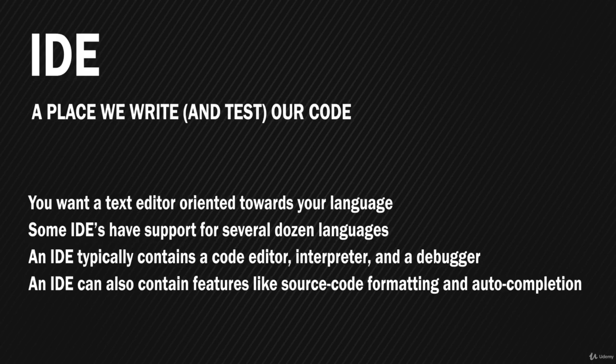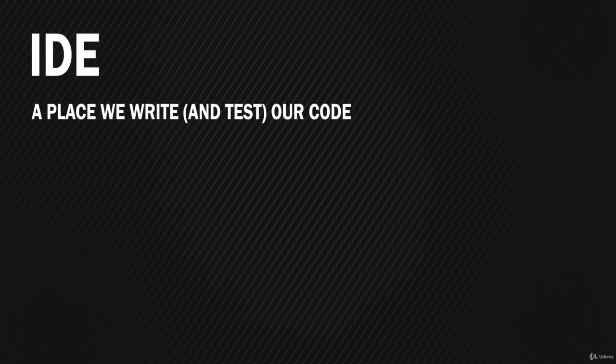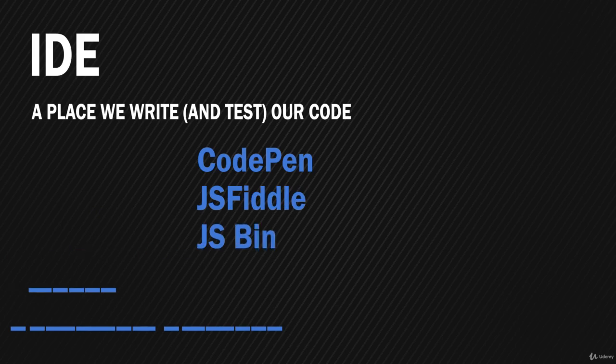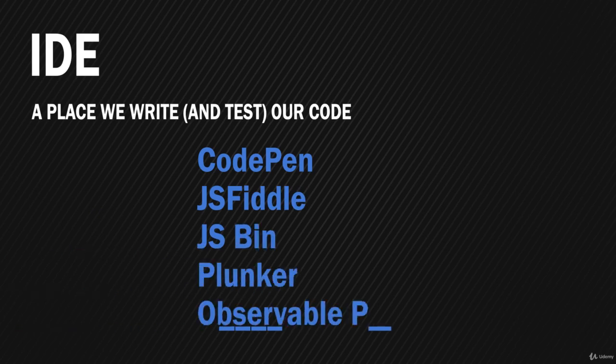The online ones, okay, you need an internet connection. The online ones that I find really cool are CodePen, JS Fiddle, JS Bin, Plunker. There's a newish one, which is Observable Playbook. I haven't played around too much with that, but I have done a little bit of coding on there.